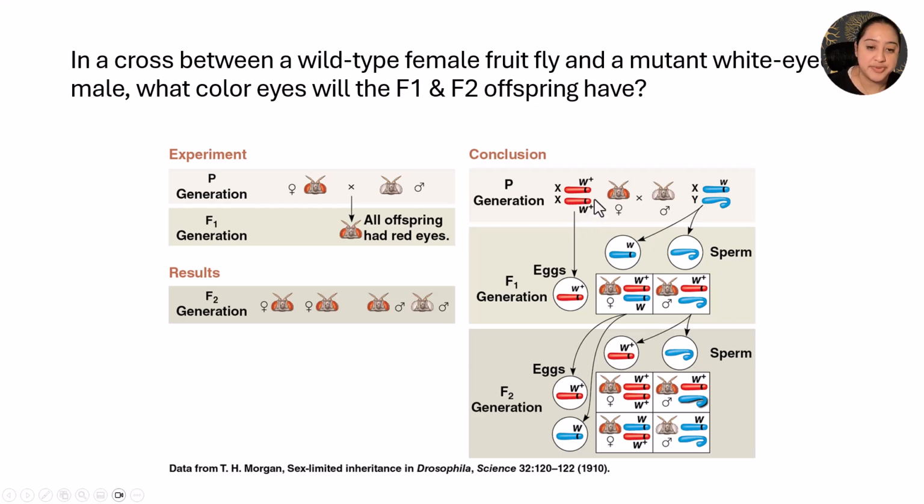So wild type is shown by a W and then a plus. So wild type in general for any other trait is going to be a plus, and then the letter is just showing the allele, kind of like the big P, little p. So a capital W, and then the plus means it's wild type. And then here is recessive, little w, and it's mutant, so it doesn't have the plus.